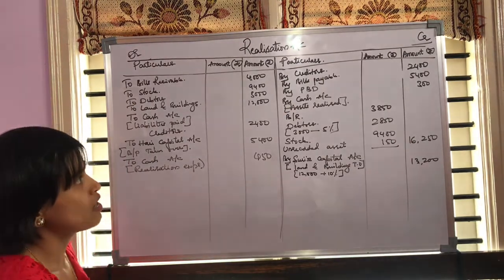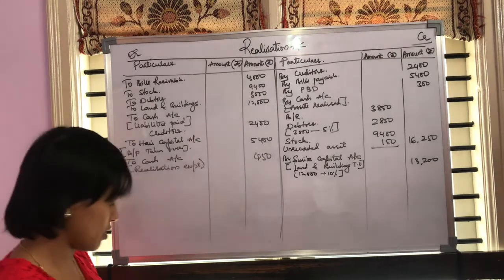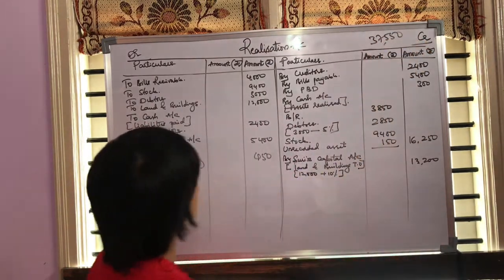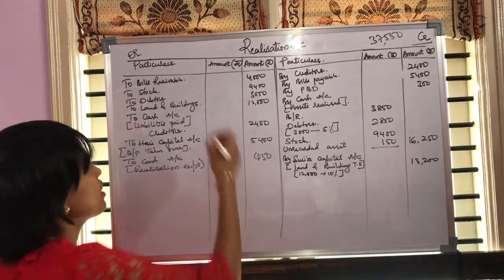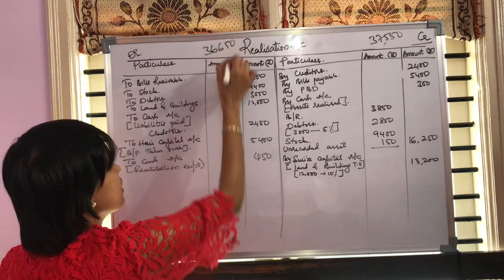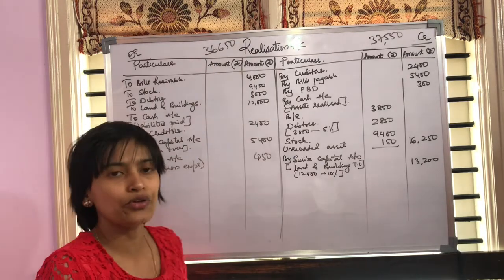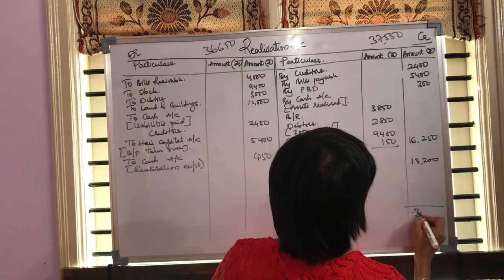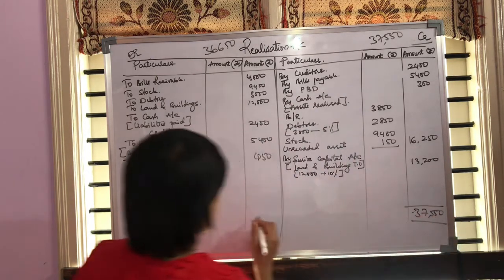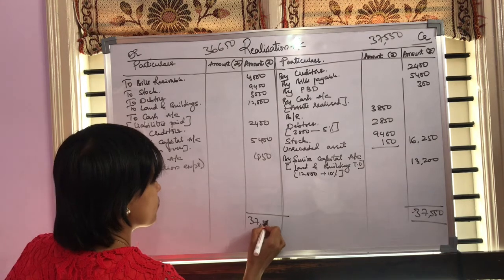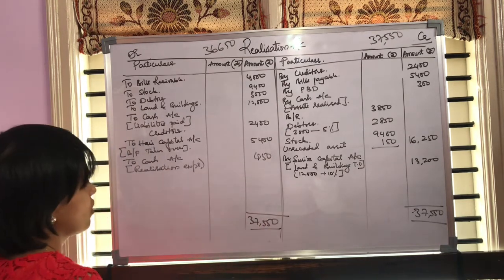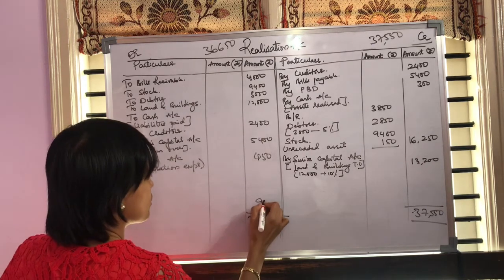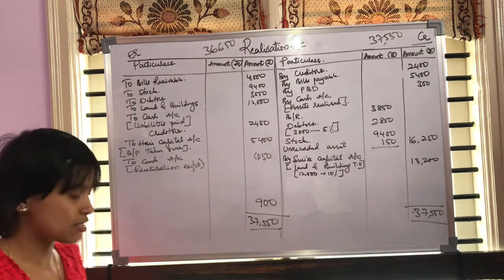Let's do the balancing. On the credit side, if I do the totaling, the amount is going to be 37,550. Whereas on the debit side, the amount is going to be 36,650. So here we are going to get the highest amount on the credit side, written as 37,550. If you reduce 36,650, we will get realization profit rupees 900.